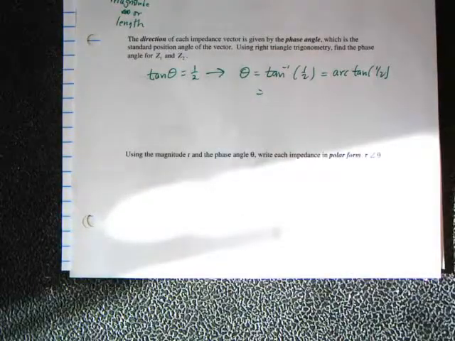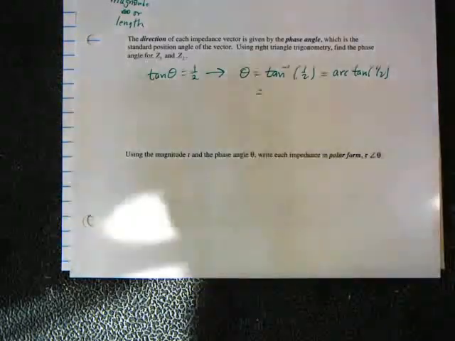What's the arctangent of a half? It's not a special angle that I'm aware of, so we're going to type that into our calculator. We're going to make sure our calculator is in degrees mode. We'll give the answer in degrees. What'd you get? How much? 26.6 degrees.